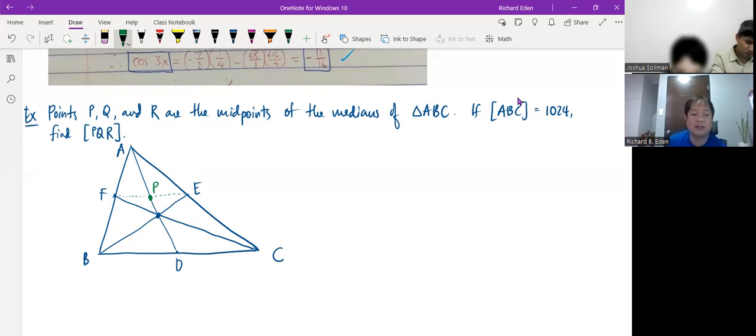Ganito. What do we know about F and E? F and E are the midpoints. Wait, actually, FE will be parallel to BC. Okay, yes. It is part of the middle triangle. So you see what happened there? If you take the midpoints of two sides of a triangle, the segment connecting them is parallel to the third side.